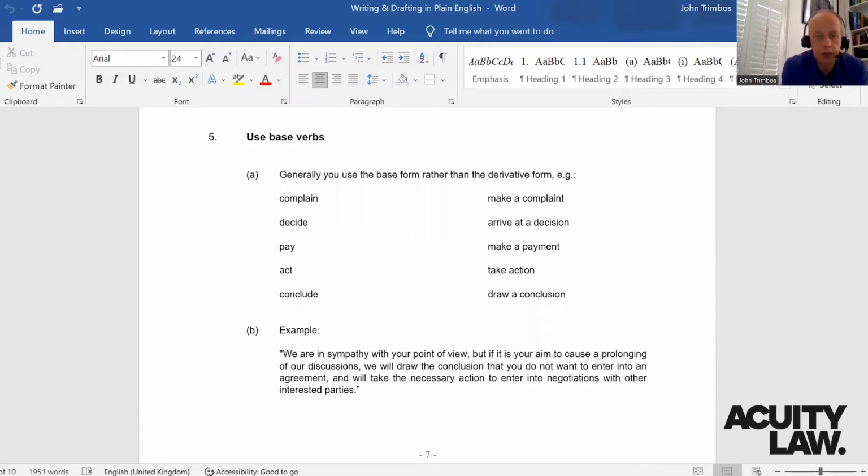Another issue that we touched on last time is the idea of using the base verb rather than the derivative form using a noun: say complain instead of make a complaint, decide instead of arrive at a decision, come and present your findings to the board rather than deliver a presentation of your findings, and so on. I always think of my younger son when I look at the last item on the list there, conclude rather than draw a conclusion. He is just finishing a history degree.